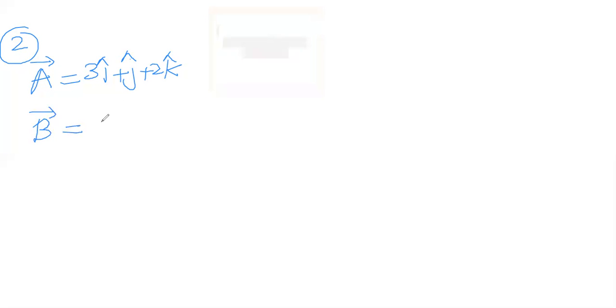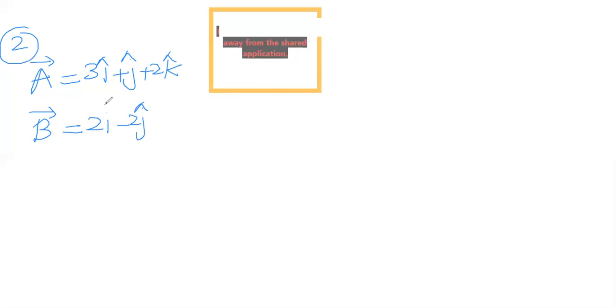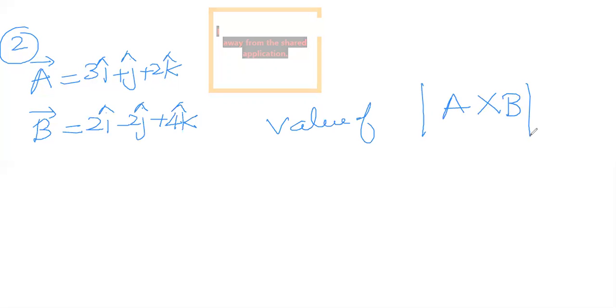And there is another vector b bar = 2i - 2j + 4k. This is another vector. Now what they are asking is not only a bar cross b bar, they are also asking what is the value of the magnitude of a bar cross b bar. This is what they're asking.